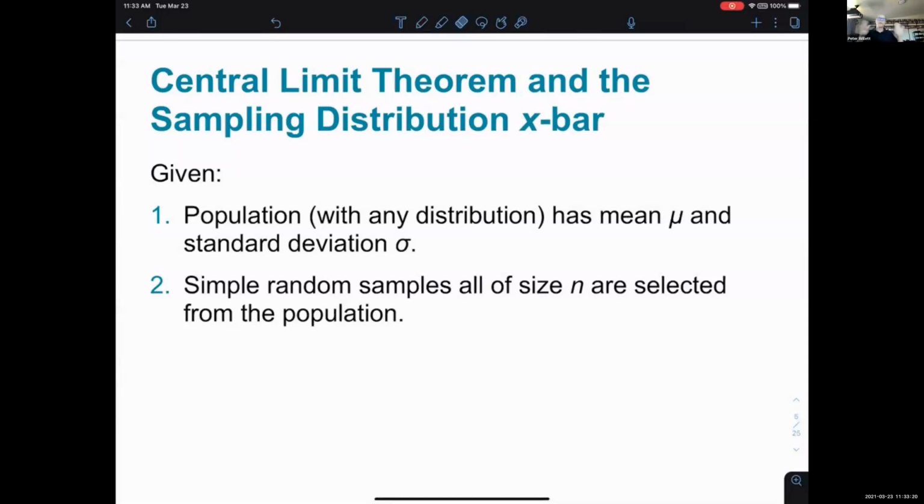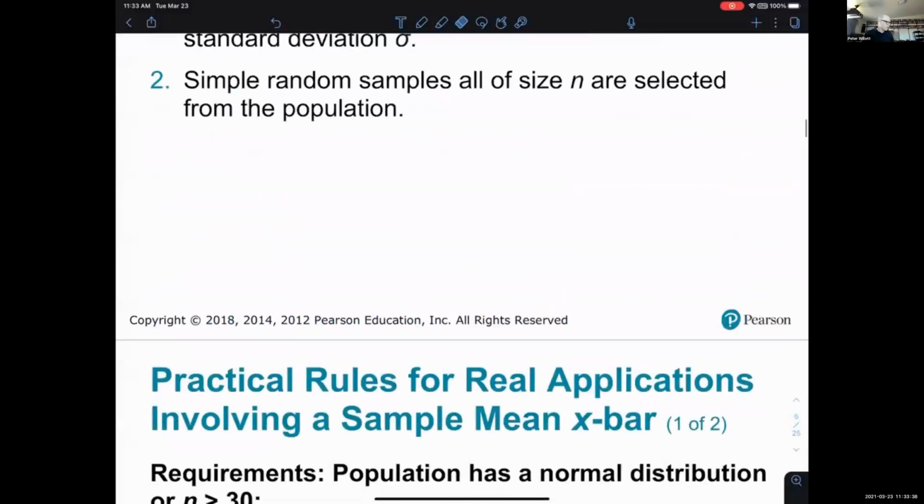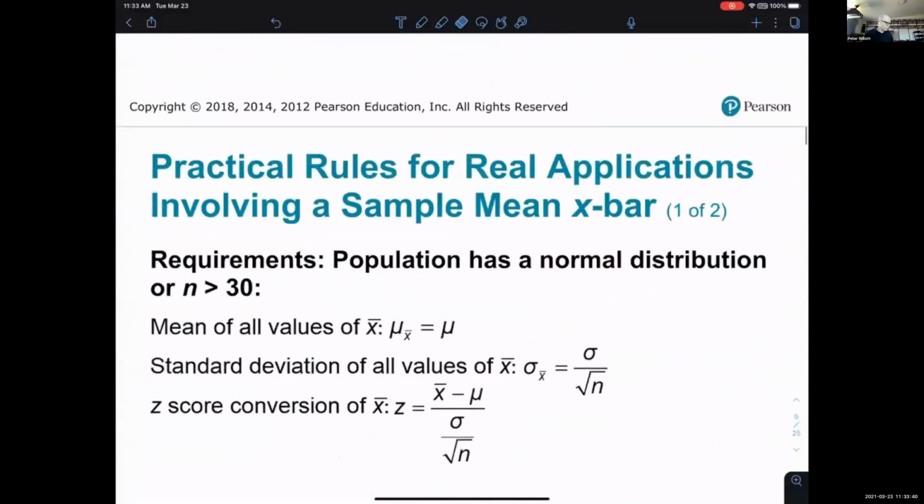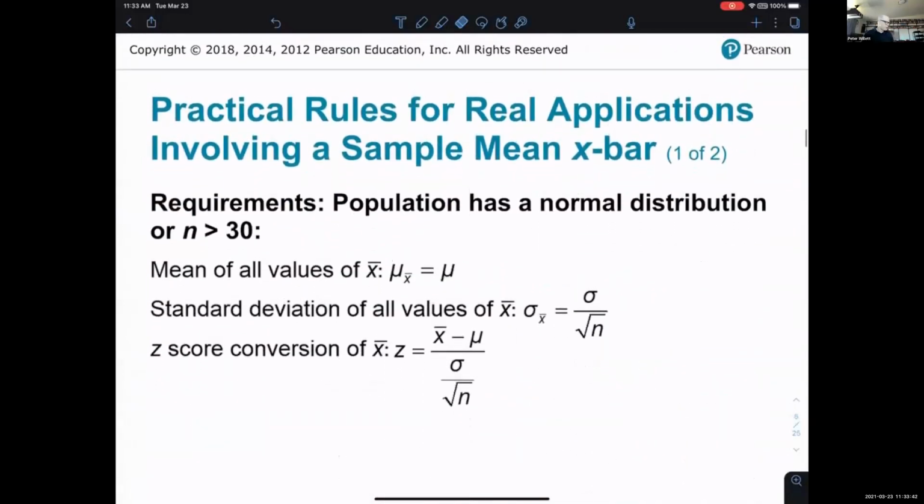from your entire population. Maybe it's a uniform distribution, maybe it's a skewed distribution. We're not even saying what the population distribution is. We don't know. And you always take simple random samples of size n. With those things given, then the central limit theorem allows us to say the following. Practical rules for real applications with the sample mean, bar x, or X bar.